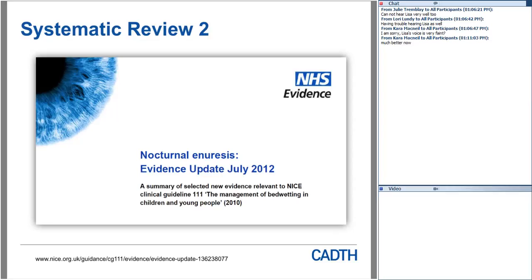So they, I believe it was 2010, they put out guidance for treating children with bedwetting. And in 2012, they updated it. This particular review looked at all of the available treatments for bedwetting. It looks at the evidence, it critically appraises the evidence, and it comes up with guidance. This document has a nice little table that says, this is what we recommend for first-line treatment.